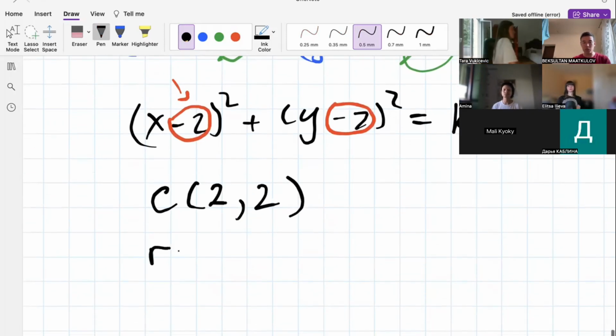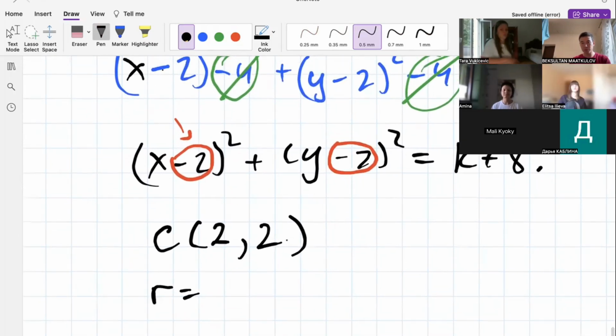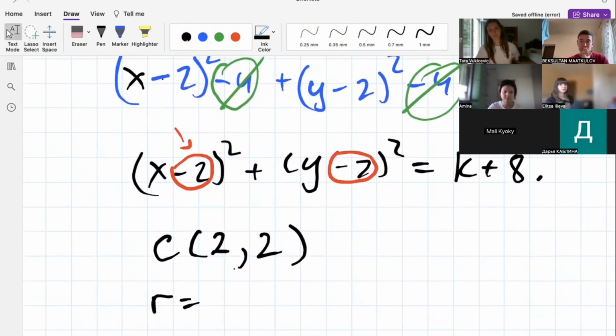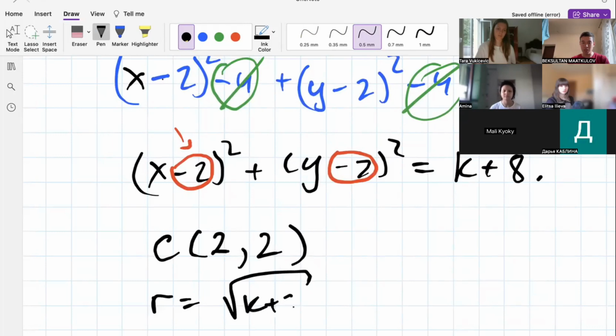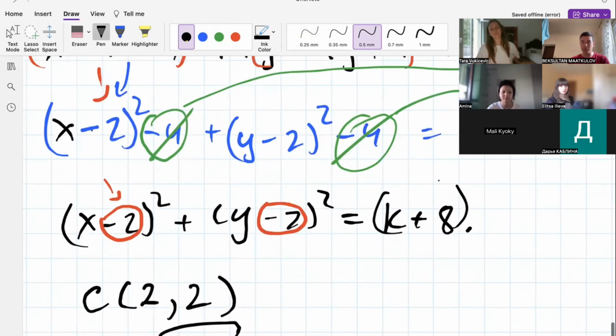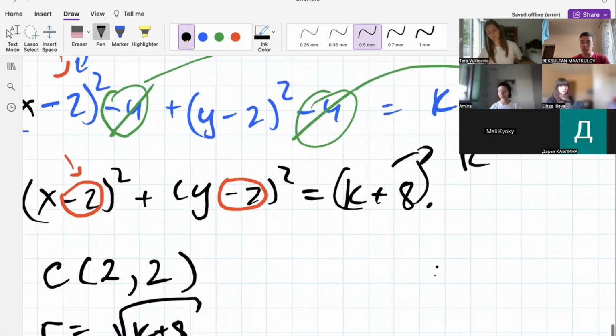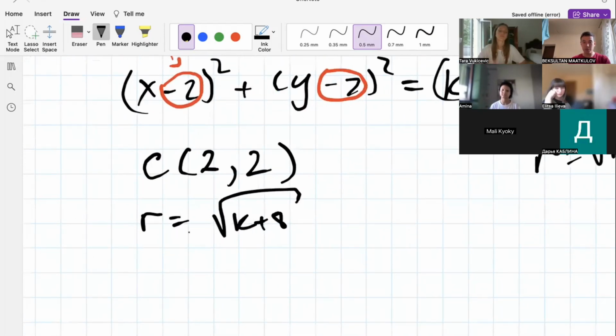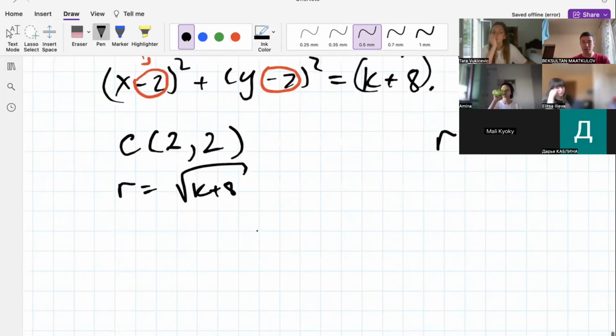Okay, what is the radius of the circle? So far we know that this is 2, but from this equation, what's the radius? It's going to be the square root of k plus 8. Yeah, square root of k plus 8, because k plus 8 is your r squared, and the radius is the same as the square root of big R.